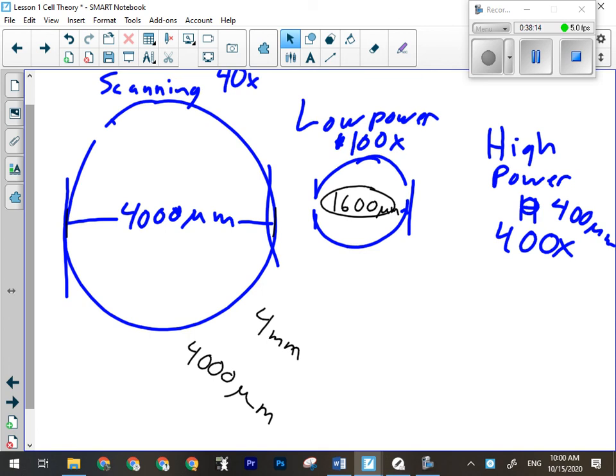When I go up to the high power, my field of view goes down again. My magnification goes up, but my field of view goes down. When I move up to high power, I'm magnifying 400 times, so anything I look at is 400 times larger than it actually is. But I only see a 400 micrometer area. So now I take this thing over there, and now I'm looking at individual parts of it. I can't even see the whole thing anymore. I'm just looking at a small piece of it.